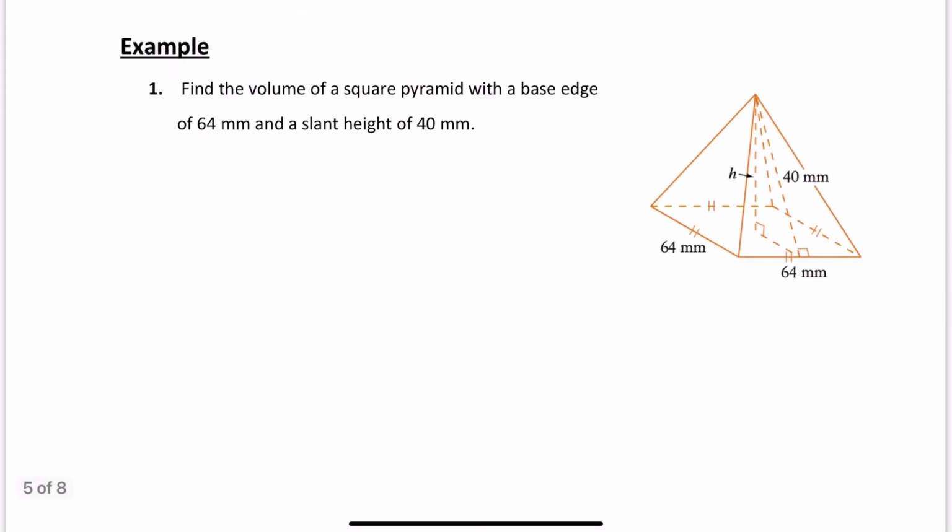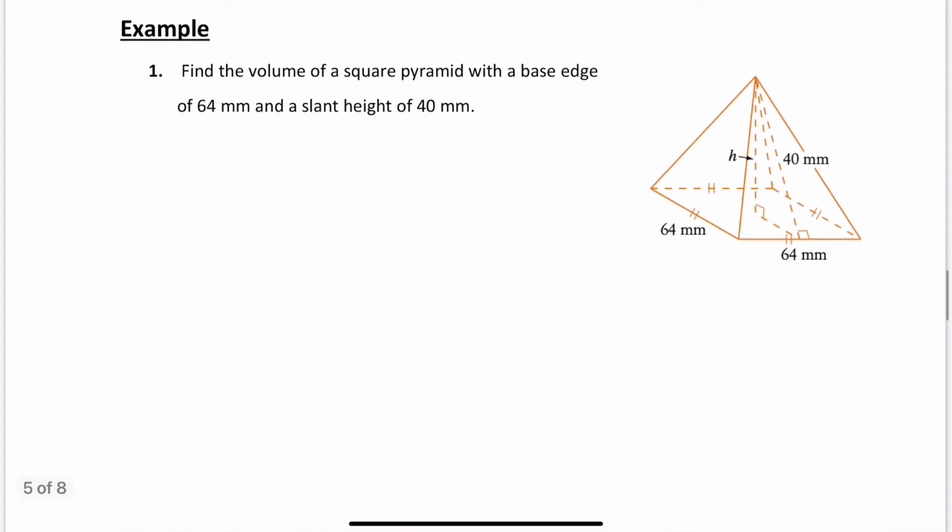In this example, we need to find the volume of the square pyramid with the base edge of 64 millimeters and a slant height of 40 millimeters. As you can see, the base edges of 64 are this part here, these two here, and then the slant height is this one here, so it goes all the way down like this. What we need to find is the perpendicular height, which is this section here, by using the triangle.